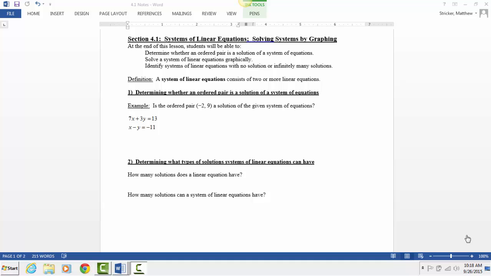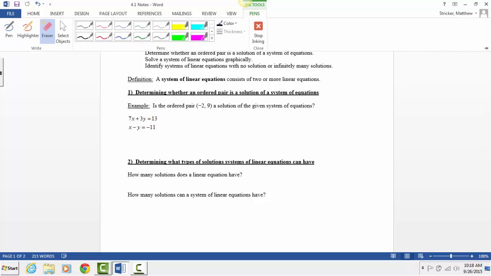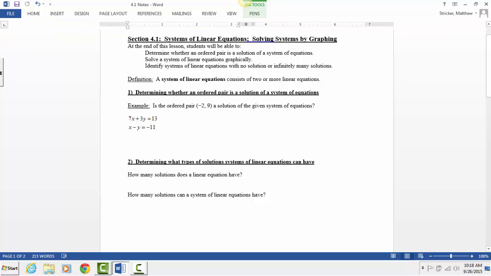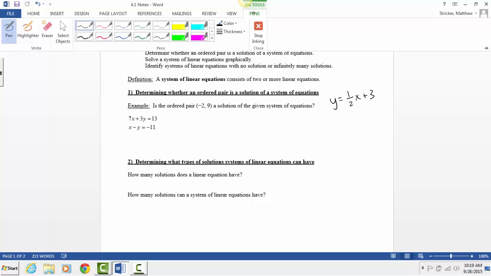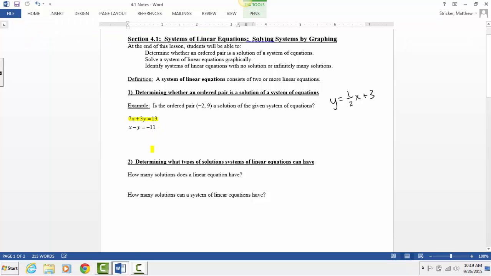This video covers sections 4.1, 4.2, and 4.3. And we just finished in chapter 3 talking about linear equations in two variables. When we talk about that, we're talking about things like y equals 1/2 x plus 3. Or we're also talking about things like we see here in the first equation of the first example, 7x plus 3y equals 13. What both of those equations have in common is they both have an x and a y. And we learned that when we graph equations like that, we get a line.